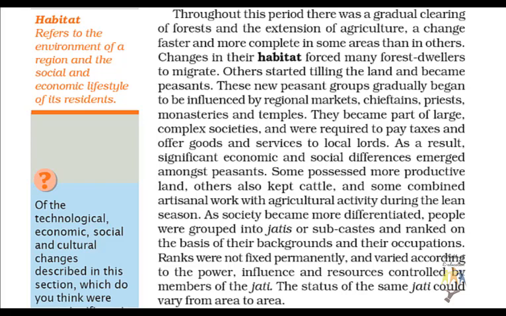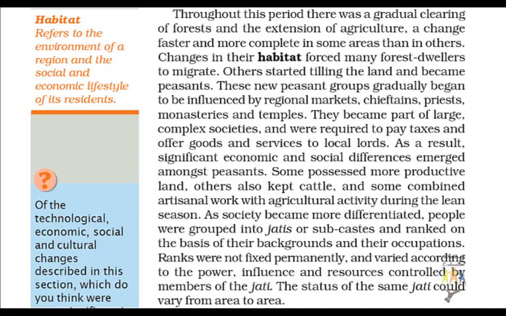Some possessed more productive land, others also kept cattle, and some combined artisanal work with agricultural activity during the lean season. As society became more differentiated, people were grouped into jatis or subcastes and ranked on the basis of their backgrounds and their occupations. Ranks were not fixed permanently, and varied according to the power, influence, and resources controlled by members of the jati. The status of the same jati could vary from area to area.